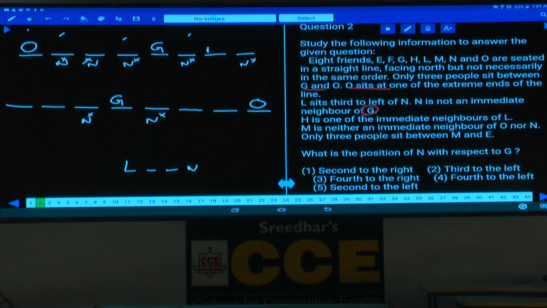Then what is the only possibility for N? N must be second from the right hand. If N is here, L is seated to the left of N. And coming to this one, N cannot be in these two places because if N is here, there is no place left for this L at all. And N cannot be at this place as well because if N is here, then G and L must be in the same place. Hence, N must be here. If N is here, then L will be here. Clear now? L sits to the left of N, N is not an immediate neighbor of G.